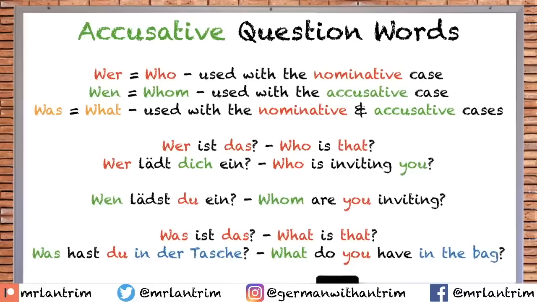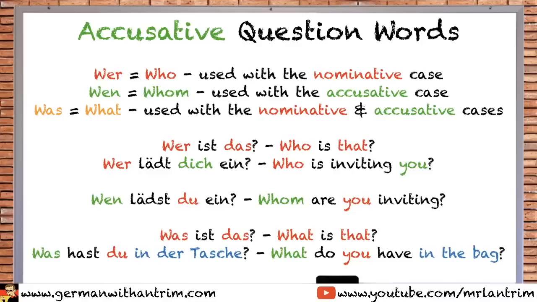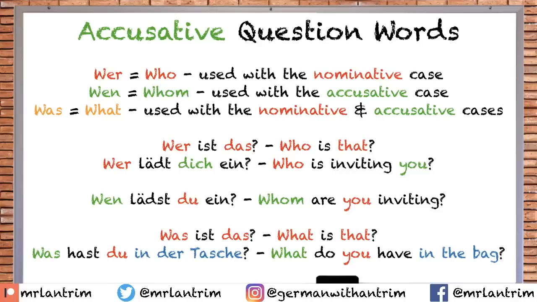Now we can move on to accusative question words. Question words are also called interrogative pronouns, and it is important to know the terminology in this case, because interrogative basically just means it asks something, it's a question, and pronoun means that it replaces a noun. And the reason that's important is because when you're using a question word, it's being used in place of the answer to the question.